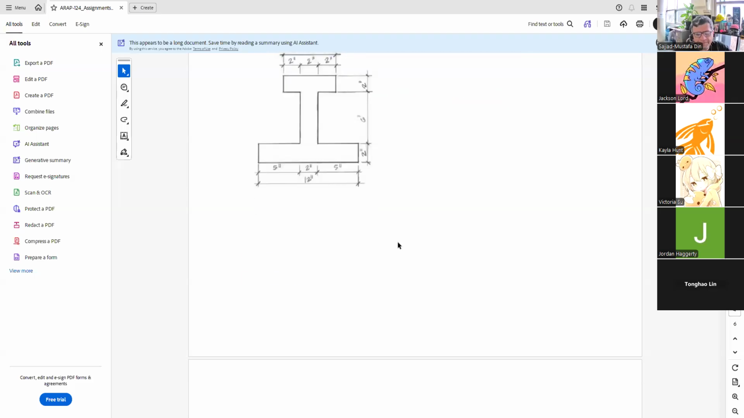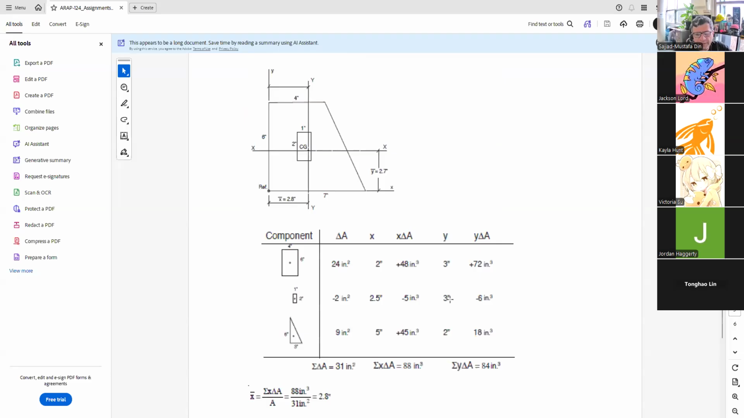And you plug that into your table. Now you can determine X times the area, 2.5 times 2, but it's a negative, so it'll be -5. And then Y times the area. So that's going to be 3 times 2, minus 6 inches cubed.